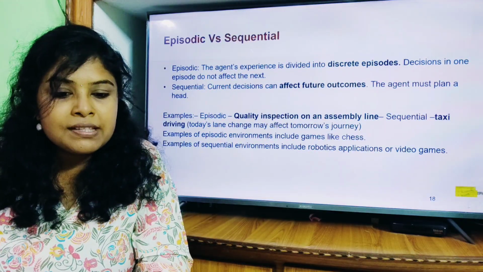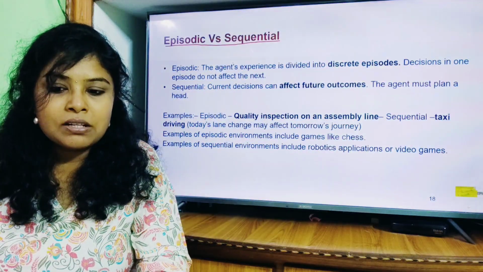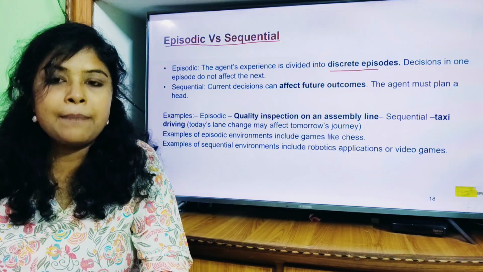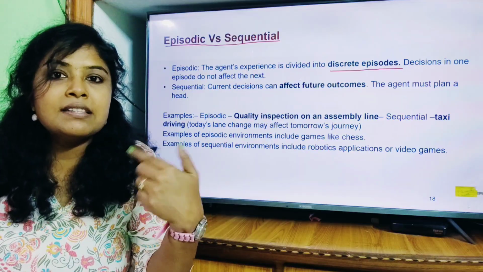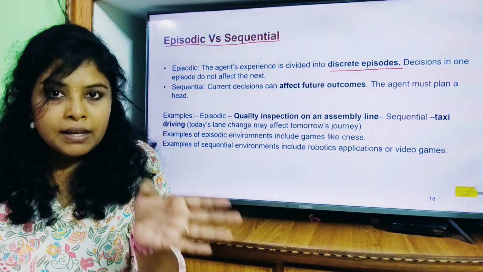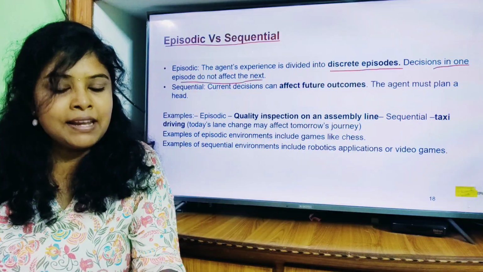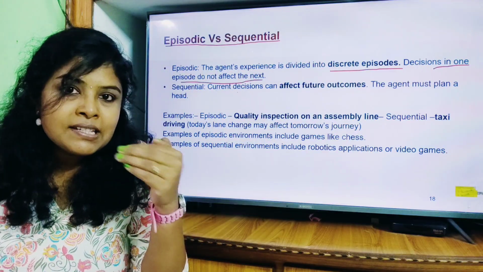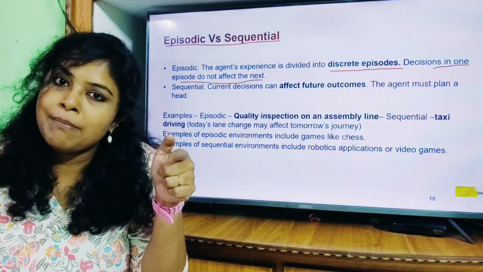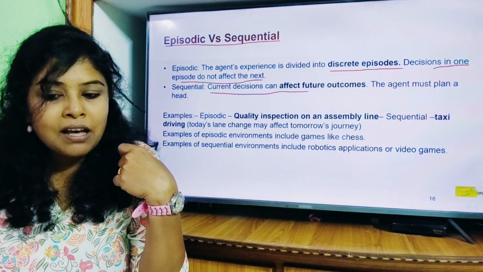Coming to the next one, which is episodic and sequential. Episodic itself means one by one, that is, the agent's experience is divided into discrete episodes. That means each step one by one. So here the decisions will be based on the current episode only. That is, the decisions made in one episode do not affect the next. Coming to sequential, each decision is going to be sequential, one after the other. So the previous step, what I do, will affect my next step. That is sequential. So whatever decision we take now will affect our future outcomes.